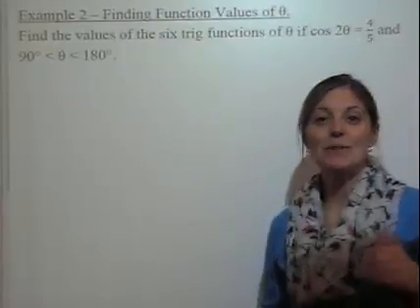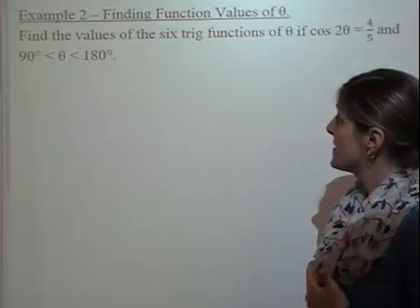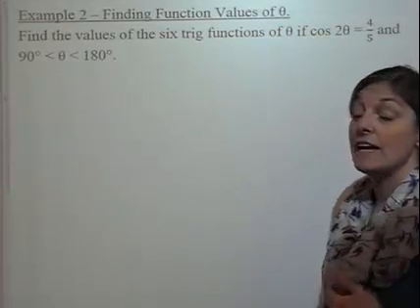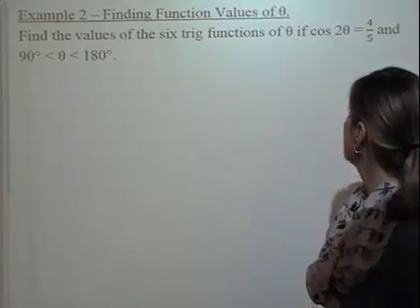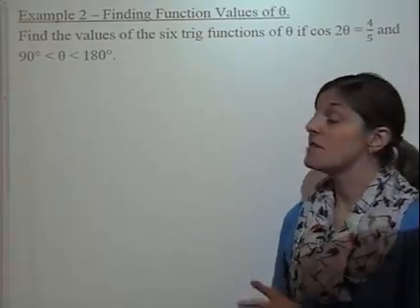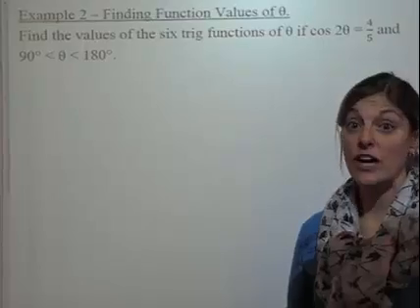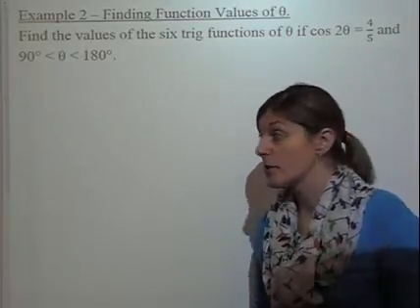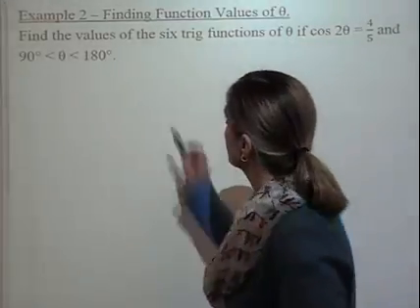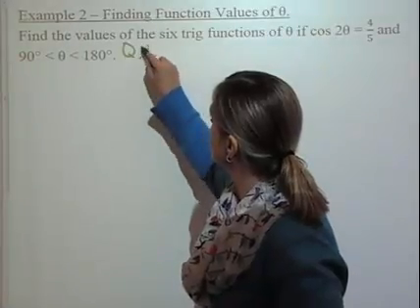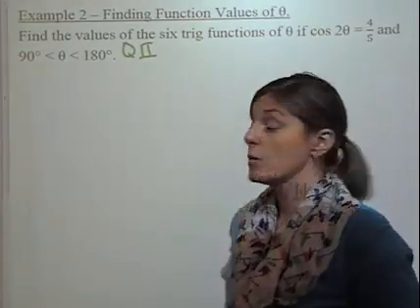All right, example number 2. Find the values of the 6 trig functions of theta if cosine of 2 theta equals 4/5, and we know that theta is in between 90 degrees and 180 degrees. So it's in that second quadrant. And we'll just write that up there. So we know we're in quadrant 2 because it's between 90 and 180.